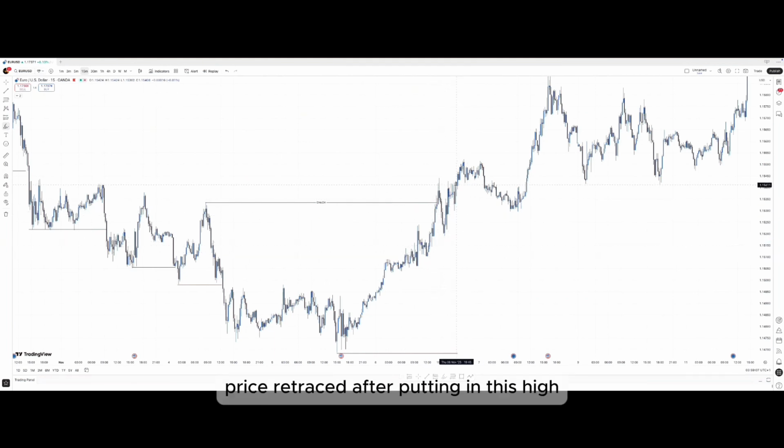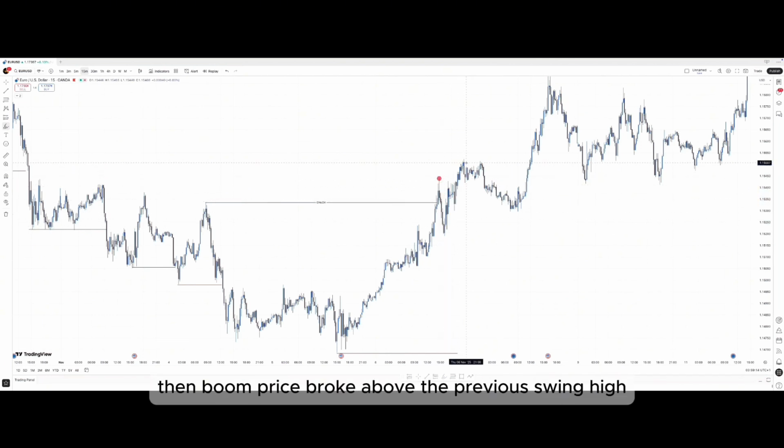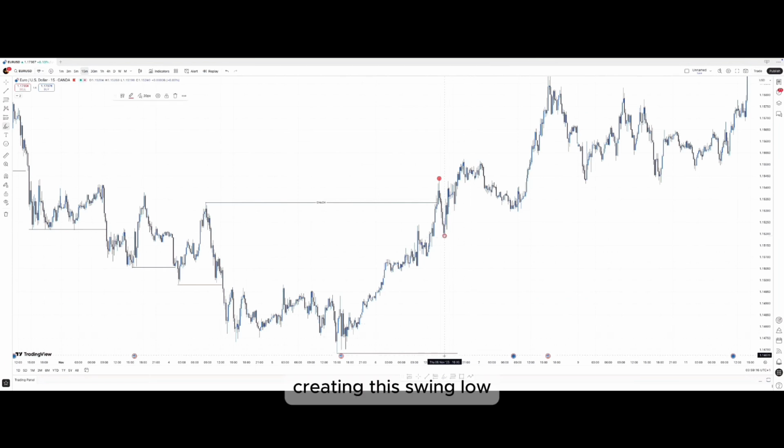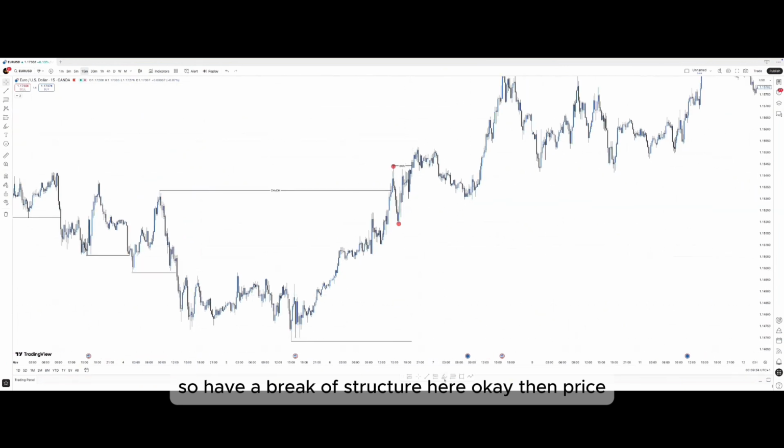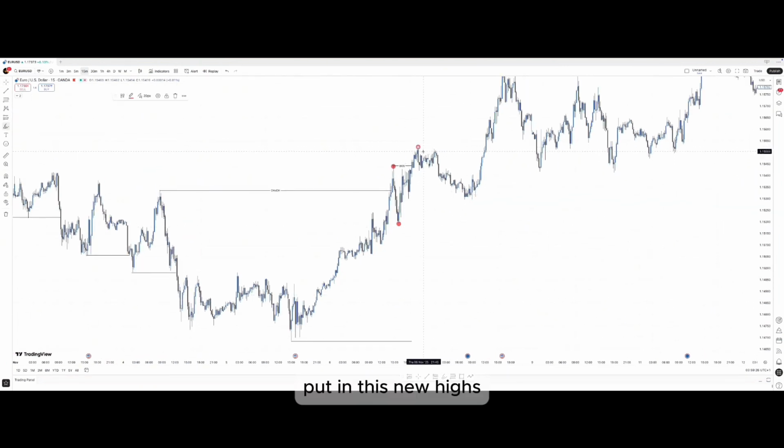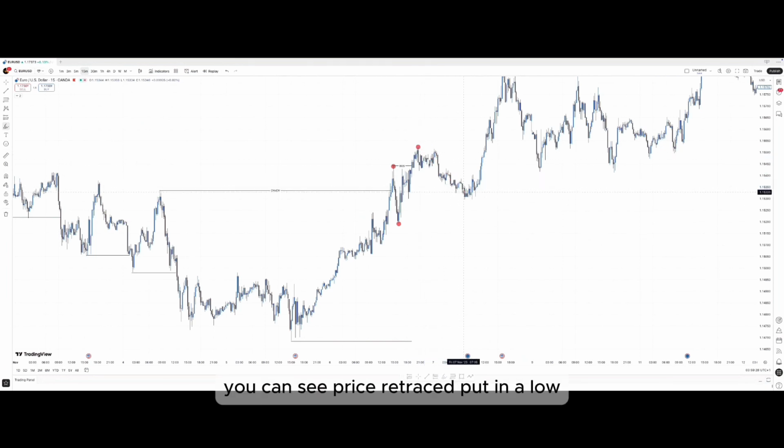And you can see price retraced after putting in this high, price retraced to the downside, and boom, price broke above the previous swing high, creating this swing low. So this becomes our new trading range. So I have a break of structure here. Okay, then price put in this new high. So you can see price retraced, putting in a low, then boom, broke above the previous high.